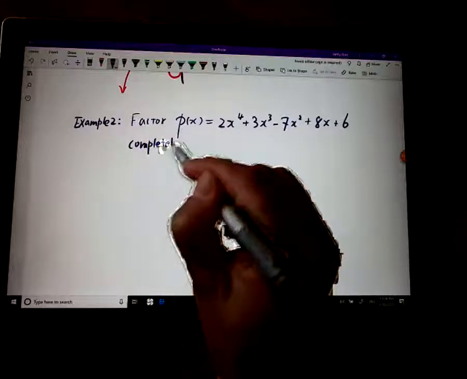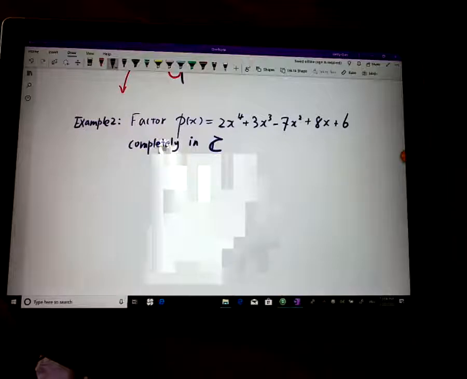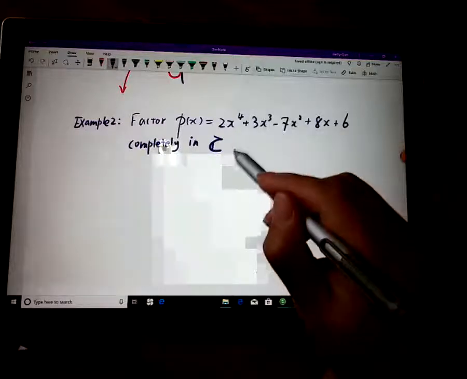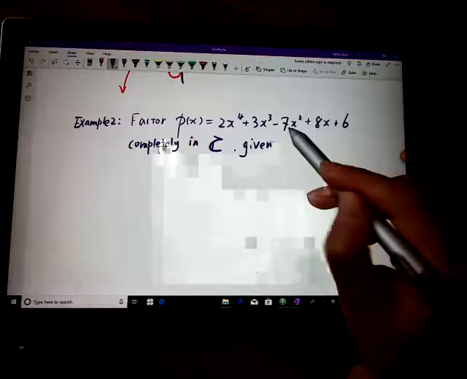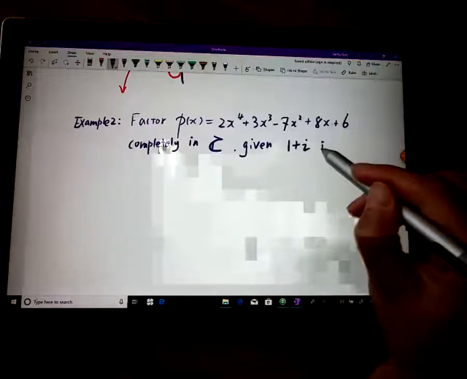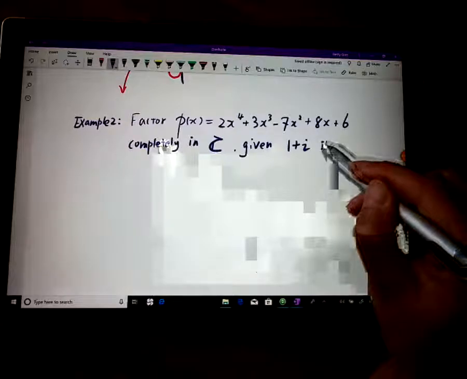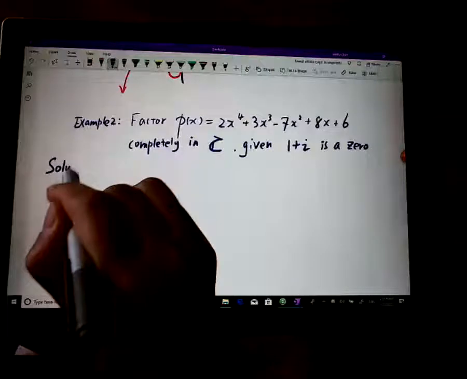In C, anybody remember what is C? Complex number set. That fancy C represents the complex number set. Given that, we have one more condition: given that 1 plus i is a 0. All right, let's see how we solve this problem.